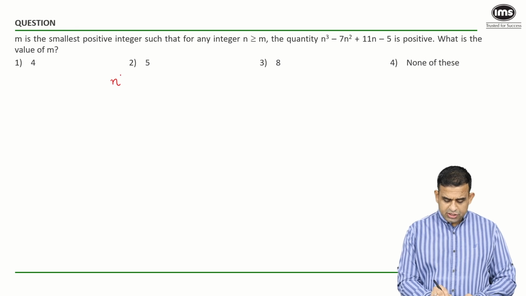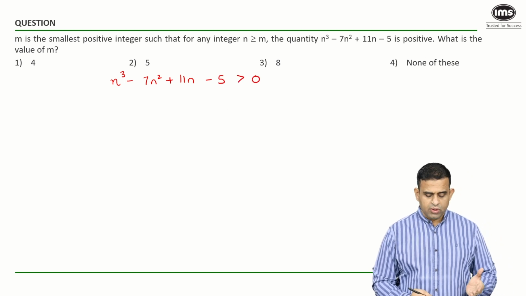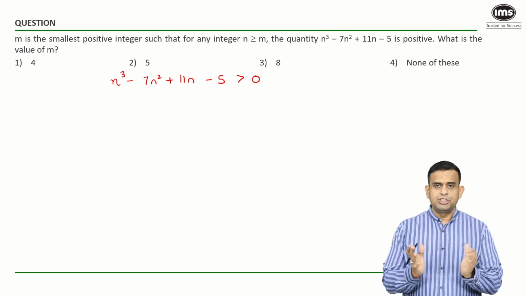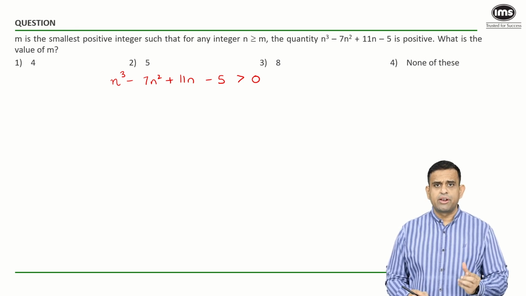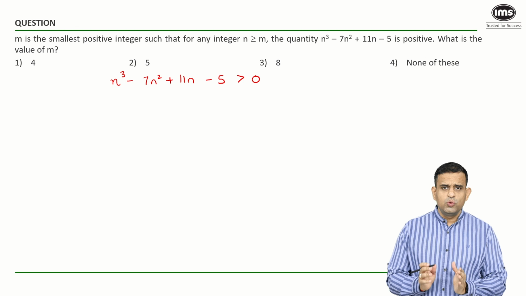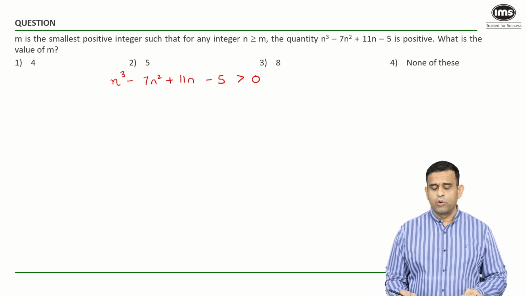I want the expression n cube minus 7n square plus 11n minus 5 to be positive, so more than 0. Now since we have a cubic expression over here, we will try to factorize it using some hit and trial method. We will look at two methods to factorize this particular part. One would be using the normal hit and trial approach.